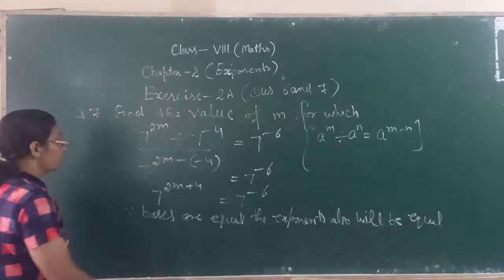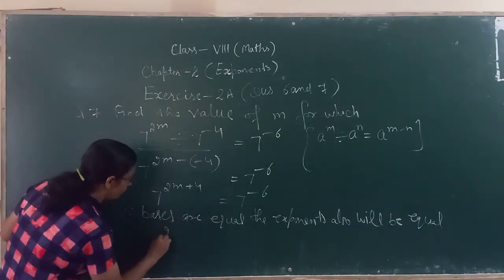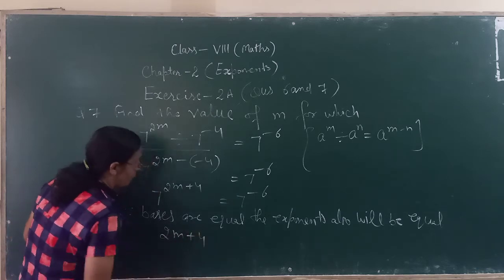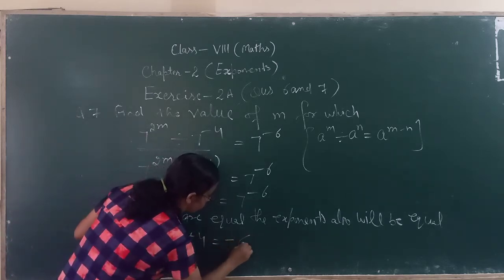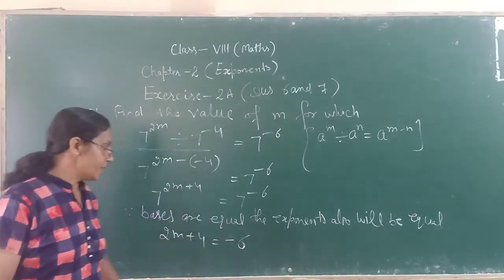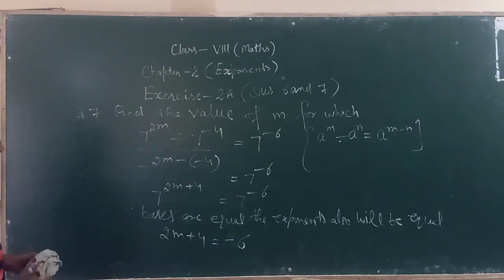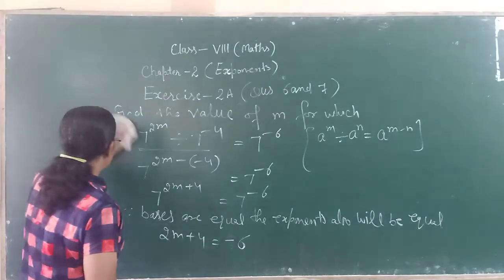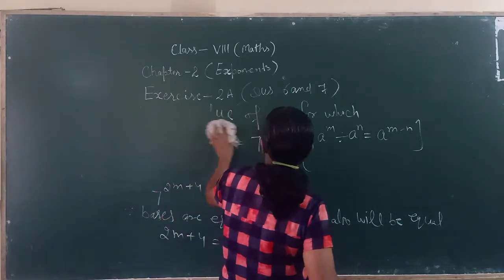See, here the base is equal, so the exponents will also be equal. That we can say 2m plus 4 is equal to minus 6; the base will not show, only the exponents. This becomes a linear equation in one variable, that is m.